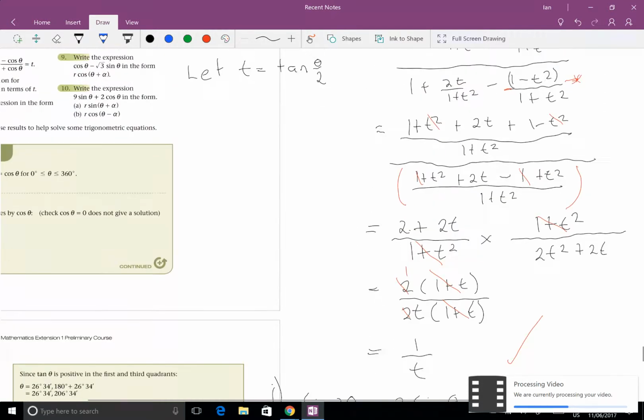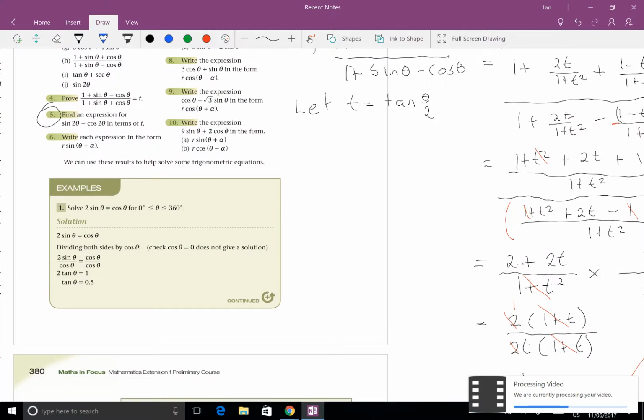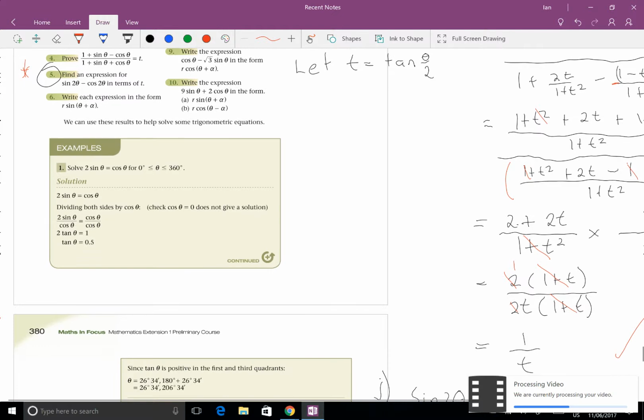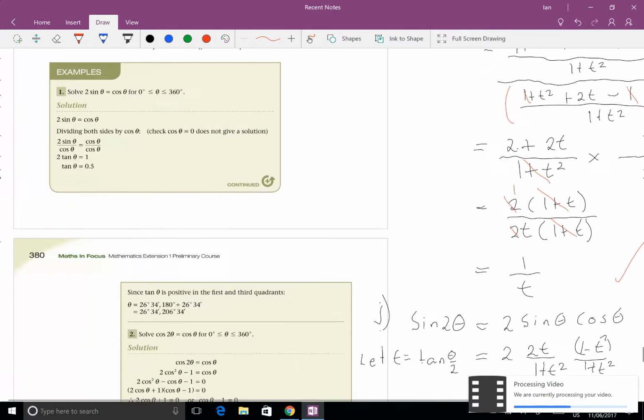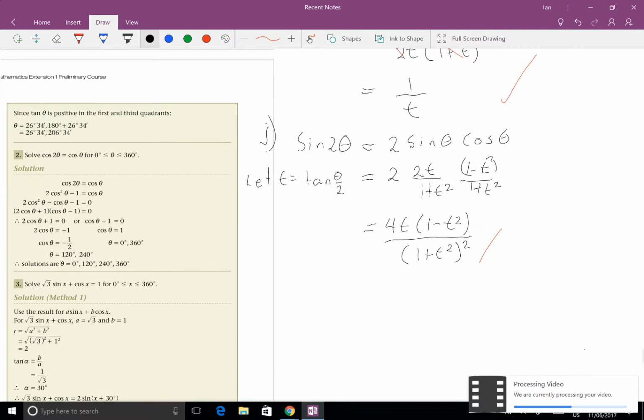Still doing exercise 6.1B. Let's have a look at question 5, which is the last one that I wanted you to do before next class. Sine 2 theta minus cos 2 theta. Okay, so we'll go down here, question 5. Sine 2 theta minus cos 2 theta.